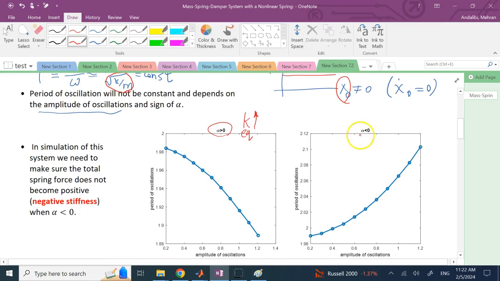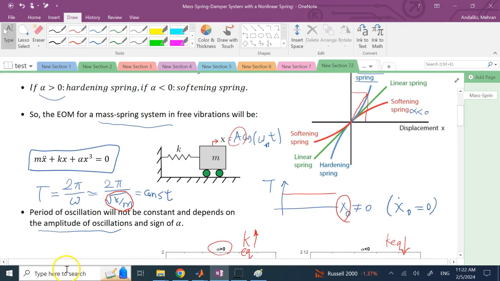But here, when alpha is the softening, k equivalent goes down from a linear scenario, right? So here you can see, if you look at this blue curve, if I'm here and I divide these two numbers, this k equivalent in blue is less than the green curve.